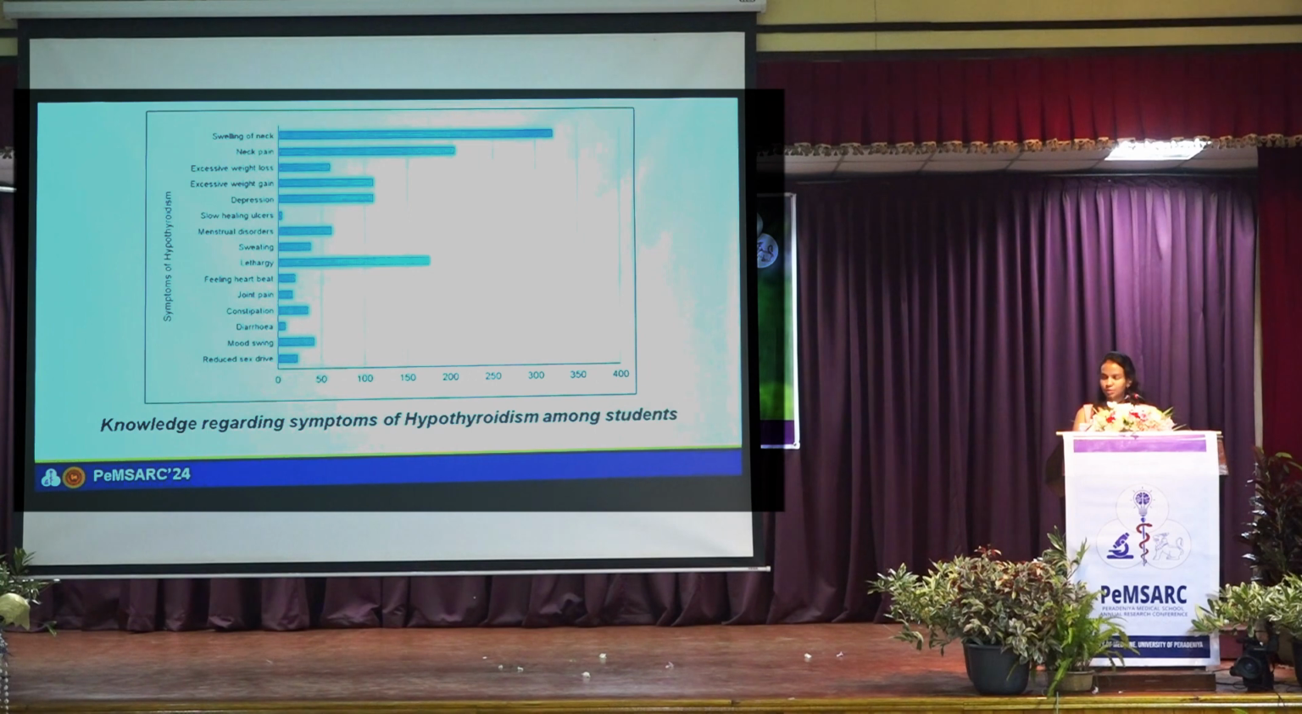According to this bar graph, you can see the majority identified swelling of the neck as the commonest presentation of hypothyroidism, followed by neck pain and lethargy.